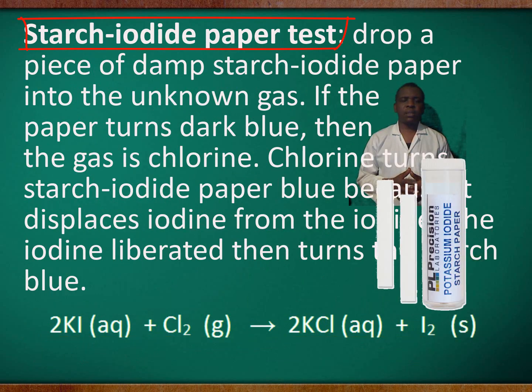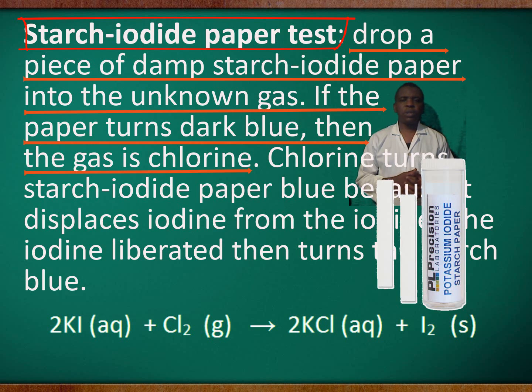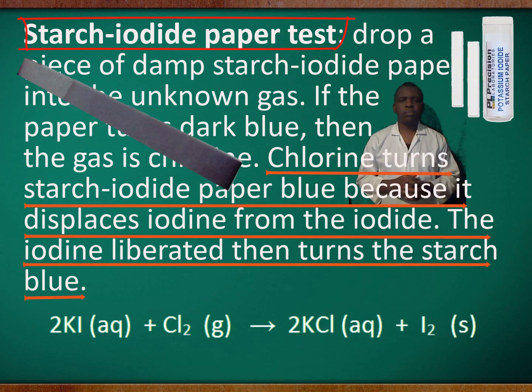Starch-iodide paper test. Drop a piece of damp starch-iodide paper into the unknown gas. If the paper turns dark blue, then the gas is chlorine. Chlorine turns starch-iodide paper blue because it displaces iodine from the iodide. The iodine liberated then turns the starch blue.